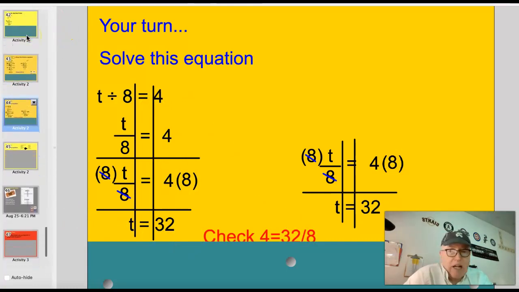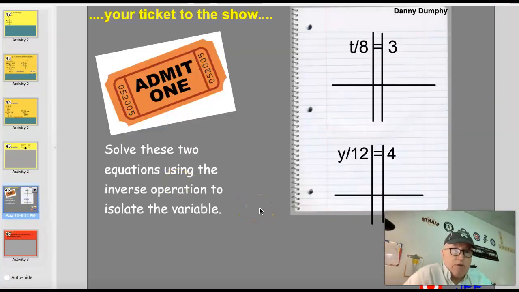I've got another pause problem, but I think 2 is enough for you tonight. All right, let's get to the ticket to the show problem. Here are these 2 problems. Please rewrite these using a fraction bar, and then I'll go ahead and give you a second to copy these down.